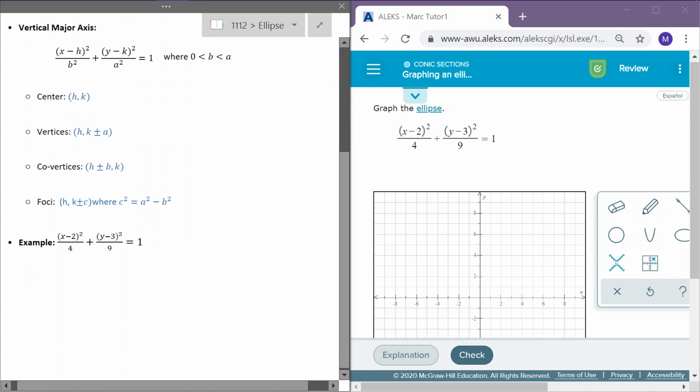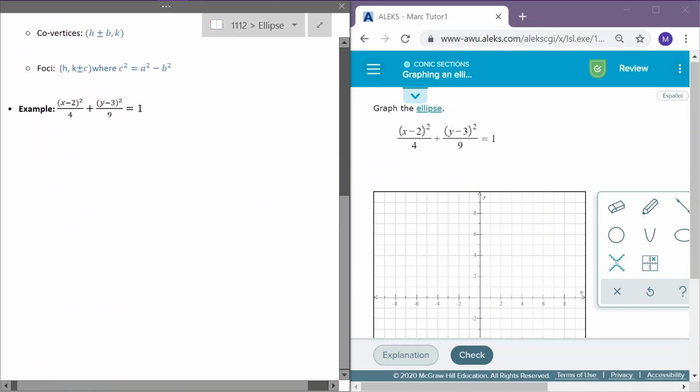So let's look at an example of how to do this. We have the example (x minus 2)² over 4 plus (y minus 3)² over 9 equals 1. So the first step we want to take is identify the direction of our major axis.